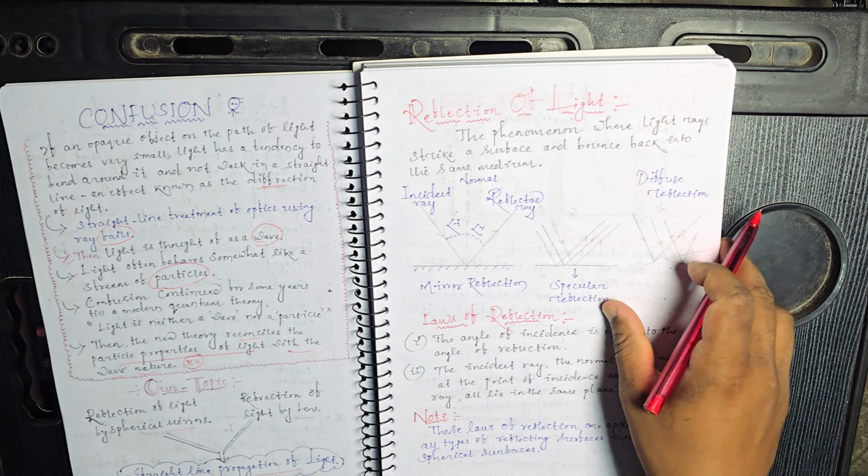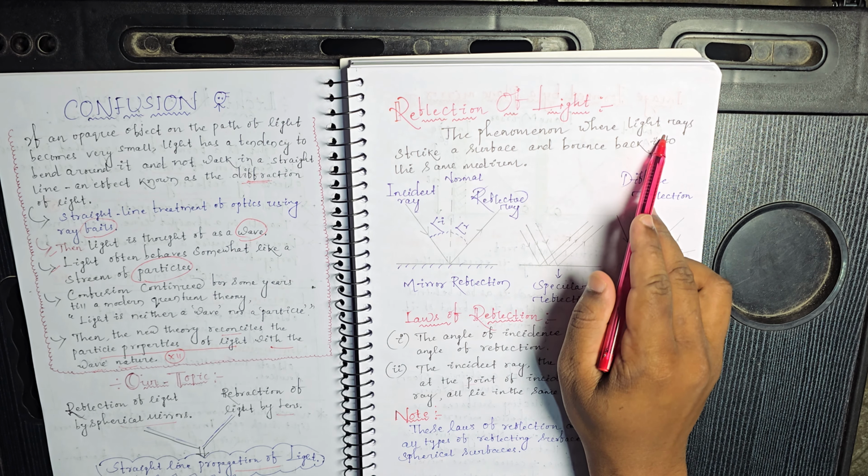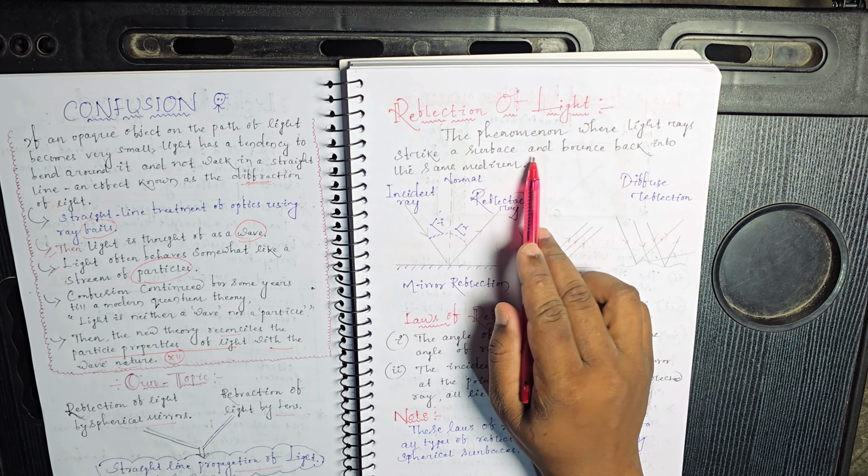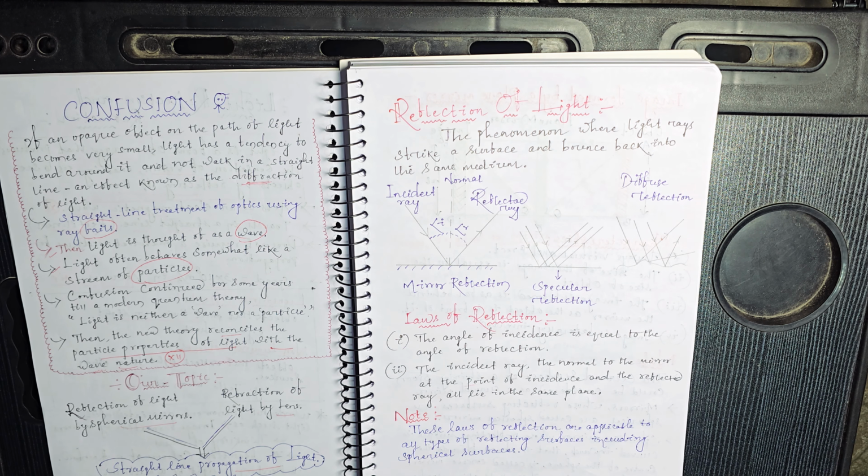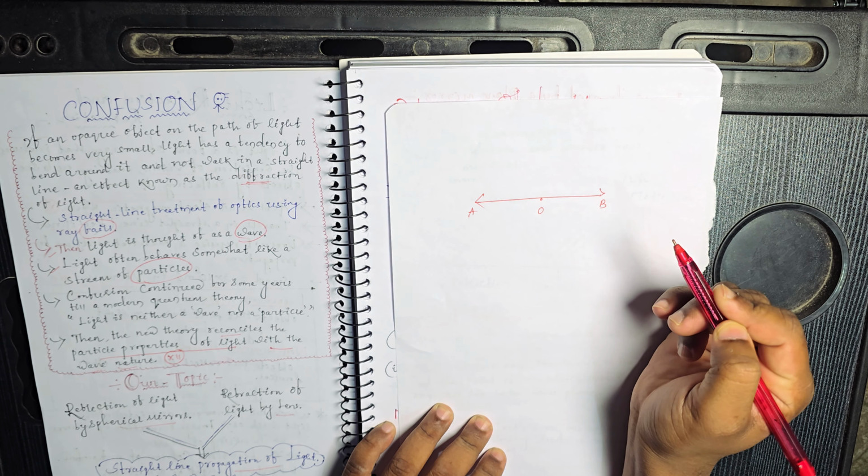Reflection of light means what? The phenomenon where light rays strike a surface and bounce back into the same medium. Most importantly, let me tell you about reflection of light. From here your chapter actually begins. Let's say this is a surface, A point to B point, and here let's say the point is basically O.